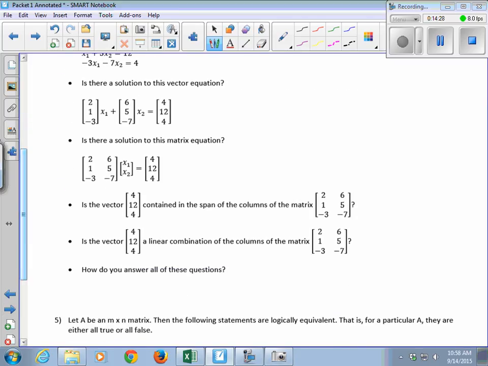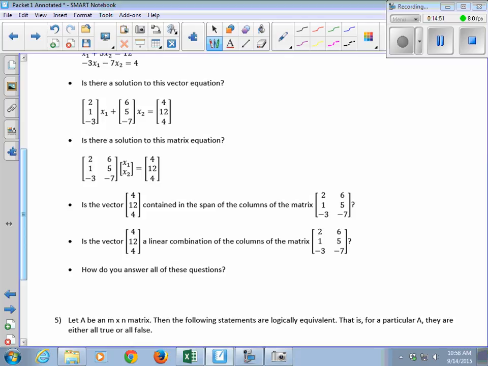Is there a solution to this matrix equation? Is the vector 4, 12, 4 contained in the span of the columns of this matrix? That's the coefficient matrix. So instead of using the span of a set of vectors, we can think about the span of the columns of a matrix if you think of those columns as vectors themselves.